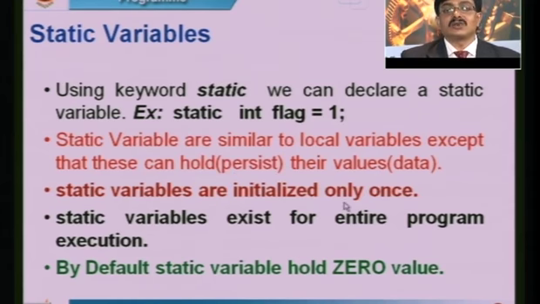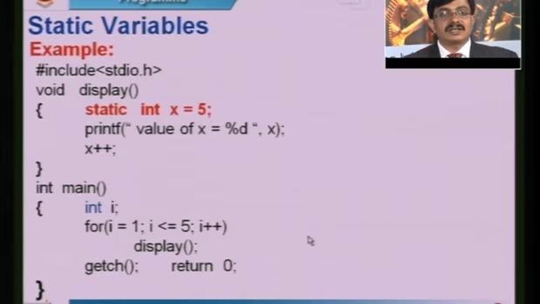Static variables are initialized only once. The static variables exist for the entire program execution, and the default value of a static variable is 0. If I declare a variable as a static int, then the default value it gets is 0. Now consider this particular program here.